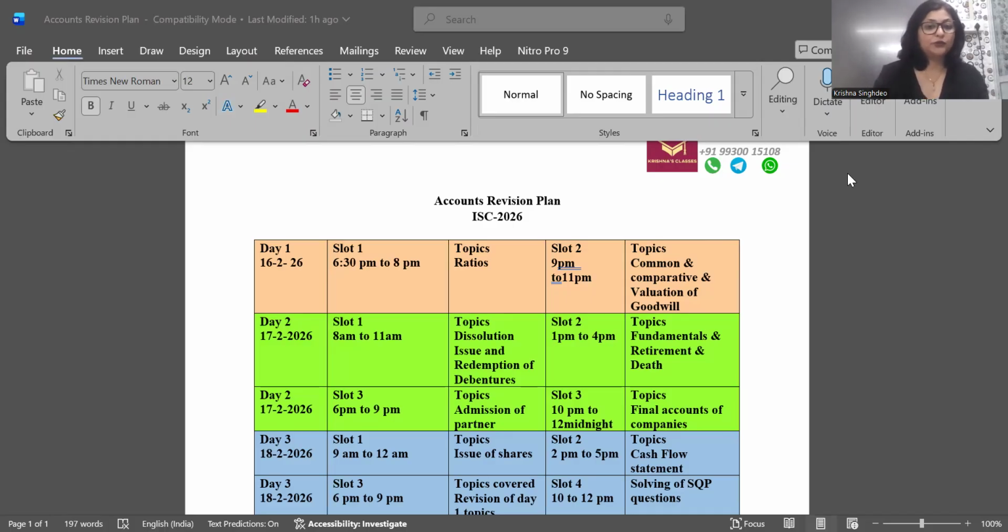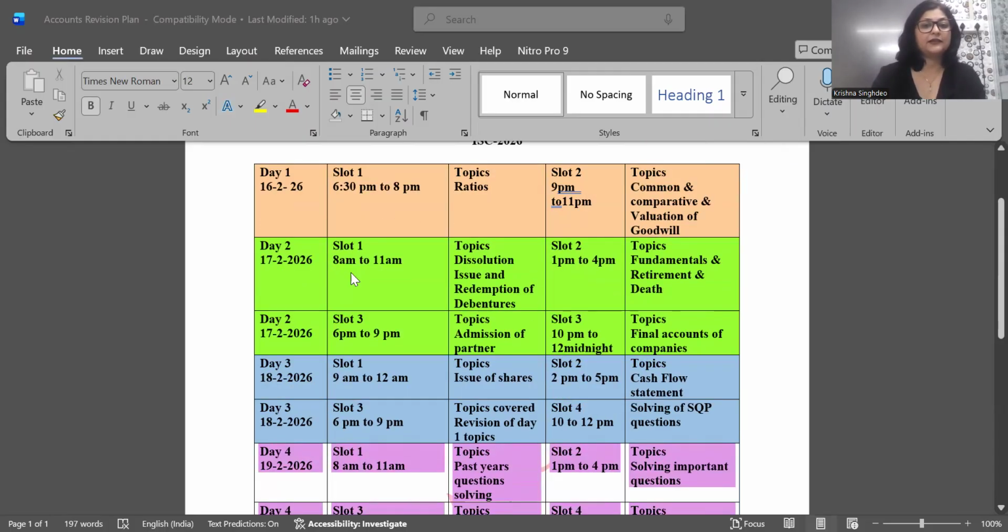Now comes day 2. Day 2, you can see here I have divided it into 4 slots. Slot number 1, 8 a.m. to 11 a.m. because you are sleeping around 11 and you will have enough sleep so that you get up refreshed the next day. So that is why 8 to 11. You get up by 7:30 and then straight away you start studying. You can have your breakfast while studying itself. 8 a.m. to 11 a.m. you can have one session.